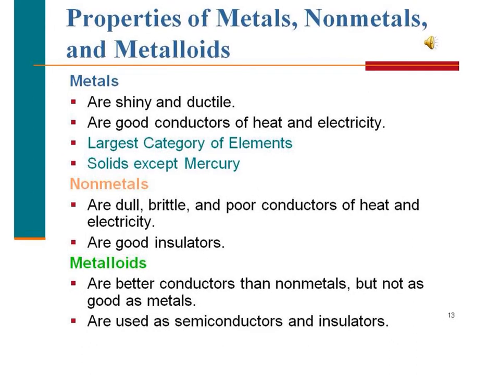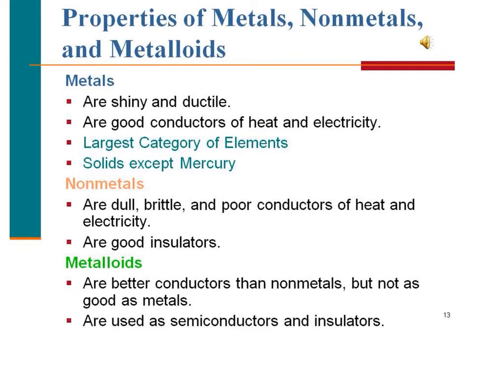Metalloids, on the other hand, split the difference between the two groups. They're better conductors than nonmetals, but not as good as metals, meaning that they're great for use as semiconductors. After all, if you look at that list of metalloids on the periodic table, you'll notice what element is present? Silicon, which is what we use for semiconductors in computers.